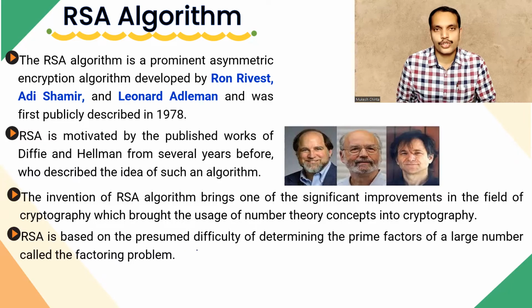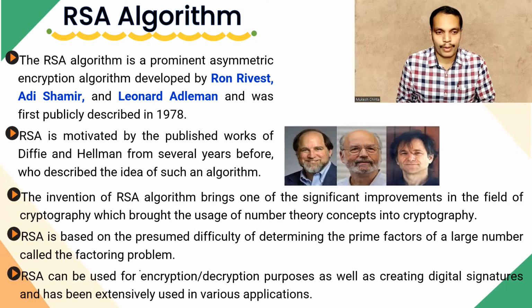It is based on the presumed difficulty of determining the prime factors of a large number, called the factoring problem. If I give you a particular number and ask you to divide it into its prime factors, and the number is large enough, it is quite difficult to do the factorization. That is the actual basis on which RSA is built. That's what we call the factoring problem.